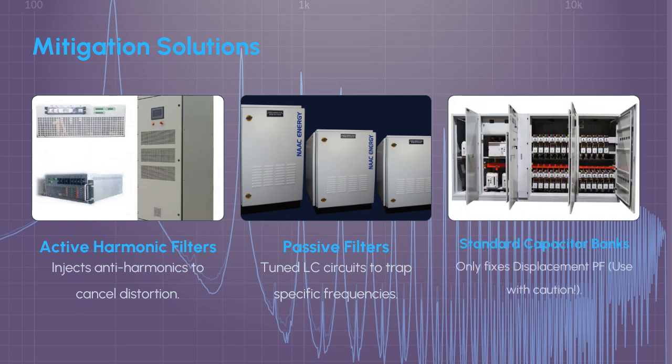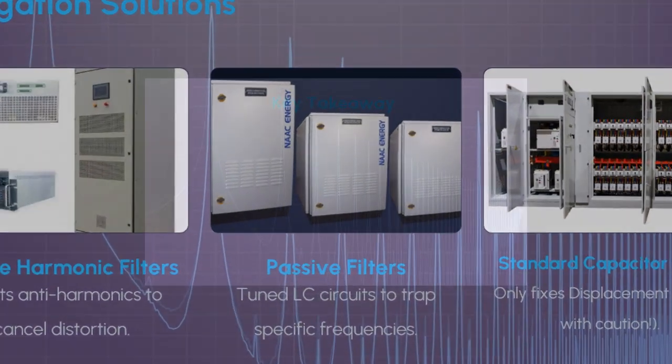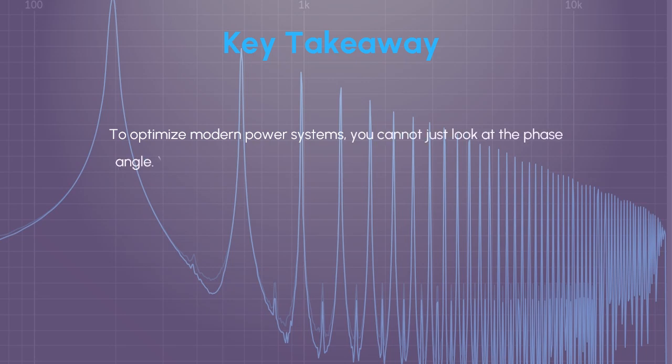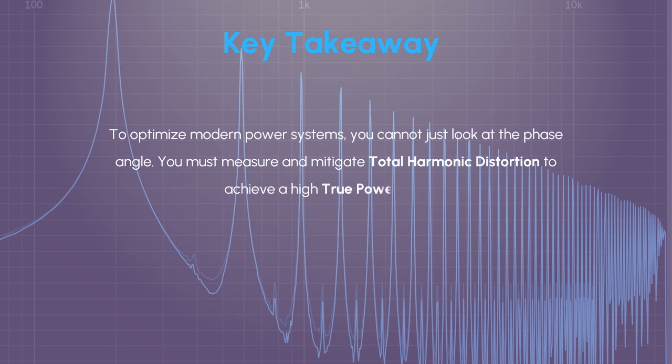Key takeaway: if you take one thing away from this session, remember this: to optimize modern power systems, looking at the phase angle is no longer enough. You must measure and mitigate total harmonic distortion to achieve a high true power factor.